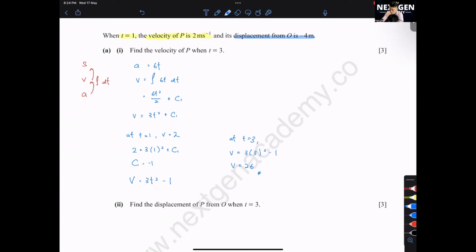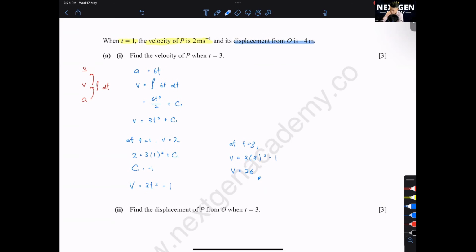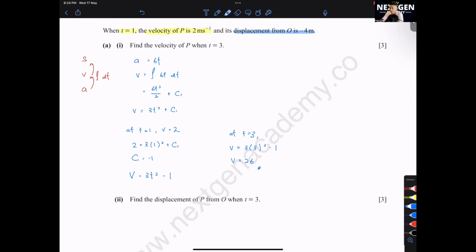How can you decide which A to use? You see over here, for this question, this particular question, or the previous one? A1.